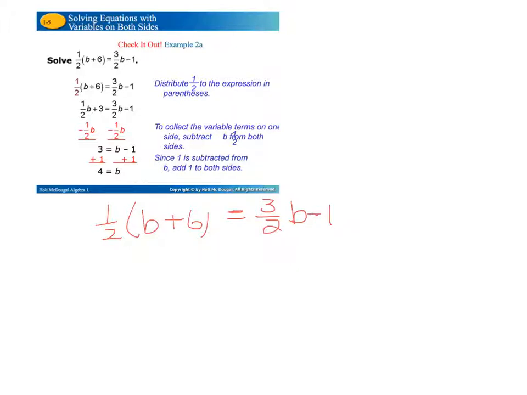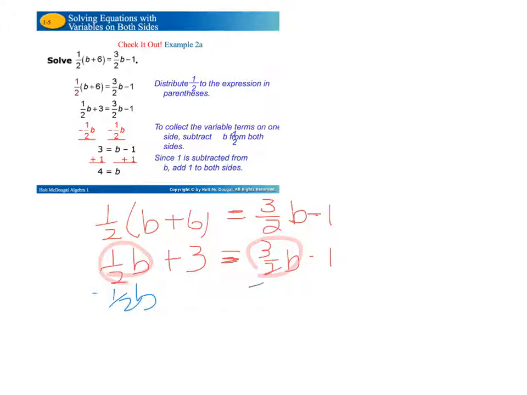All right, so I'm going to distribute the 1/2 to the b. Distribute the 1/2 to the 6. 1/2 of 6 is 3. And then I'm going to just drop down my right side. The 3 over 2b minus 1. All right, so now remember, we need to group our like terms. So I'm going to need to group the b's together. Which way you want to move that 1/2? Left or right? Vincent? Right. Okay, let's move it right so it stays positive. Okay, so we're going to subtract 1/2 b from both sides.